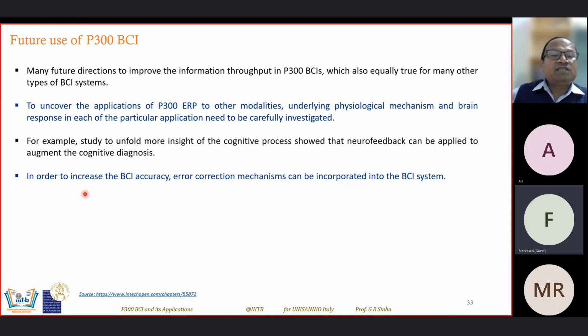In order to increase BCI accuracy, error correction schemes can be incorporated into the BCI system so that there is no error. Future BCIs need to be faster. I have told you accuracy and speed are very important. So the coming BCIs need to be very fast responding, and also to be inexpensive.